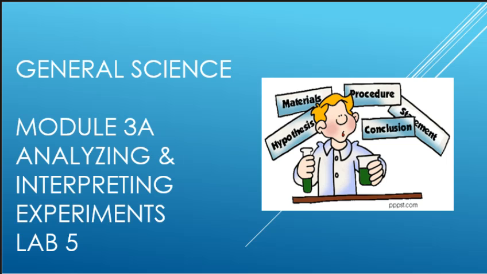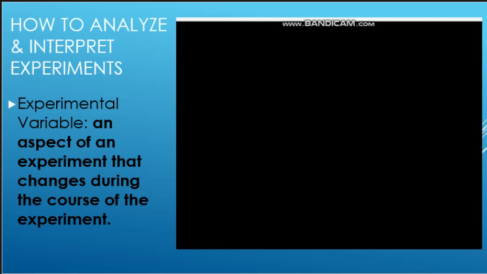All right, we're going to be looking at some very general stuff about analyzing and interpreting experiments. So we need to understand this word, an experimental variable. Is that right there for you? Write that down and put a star by it. It is an aspect of an experiment that changes during the course of the experiment. Okay, an aspect of the experiment that changes.